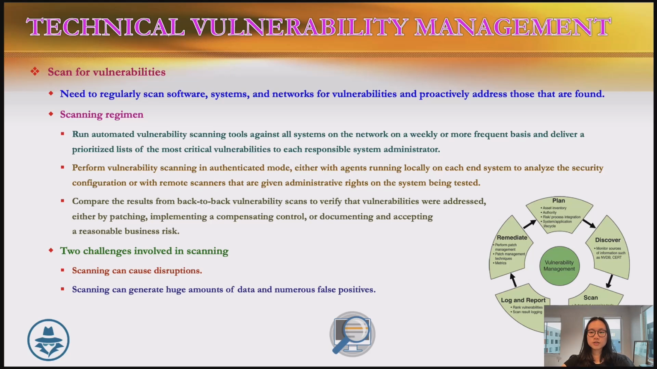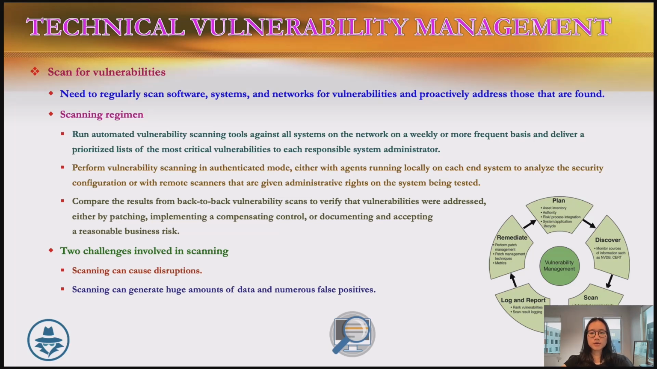There are 2 challenges involved in scanning that an enterprise needs to address. First, scanning can cause disruptions. The scanning process can impact performance. This is especially true with legacy systems, which can have problems even with simple network port scans. Second, scanning can generate huge amounts of data and numerous false positives.